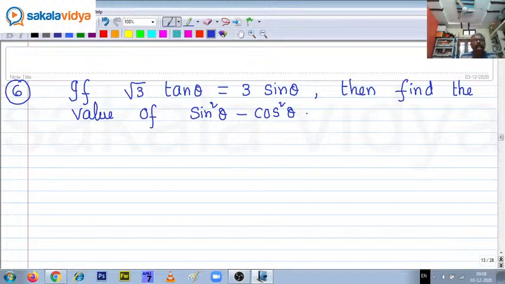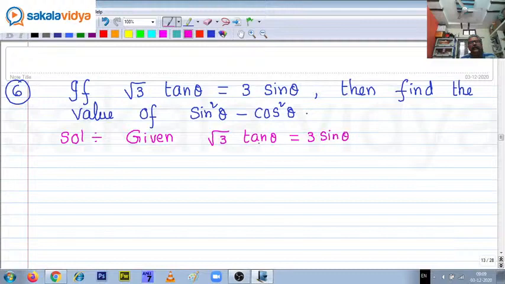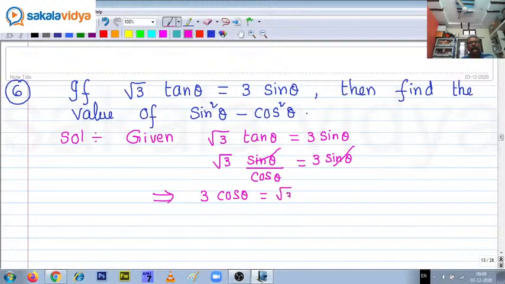Okay, so now the solution. Given root 3 tan theta equal to 3 sin theta. This tan theta can be written as sin theta by cos theta. So root 3 times sin theta upon cos theta equal to 3 sin theta. Now sin theta gets cancelled by cross multiplication. 3 cos theta equals root 3. So we have cos theta equals root 3 upon 3.